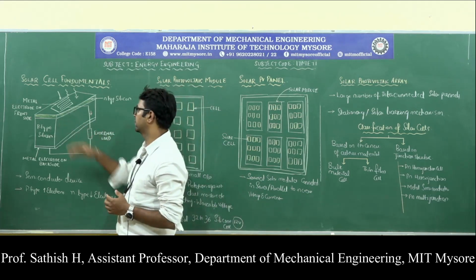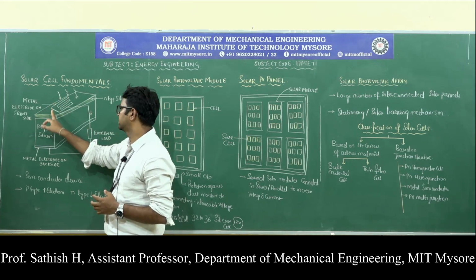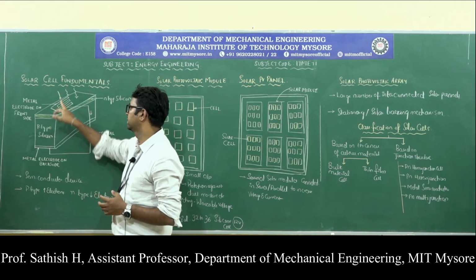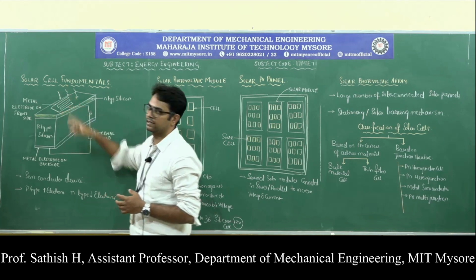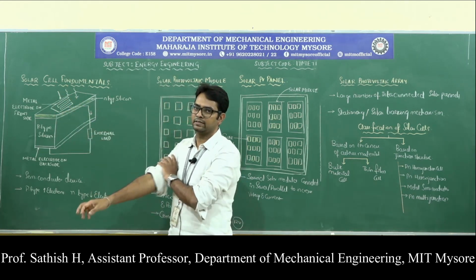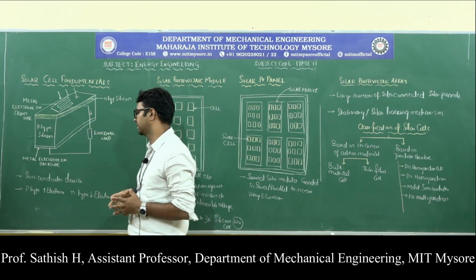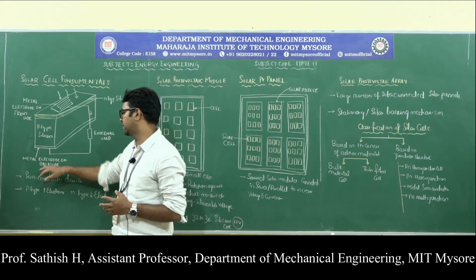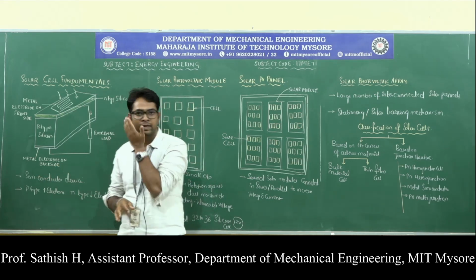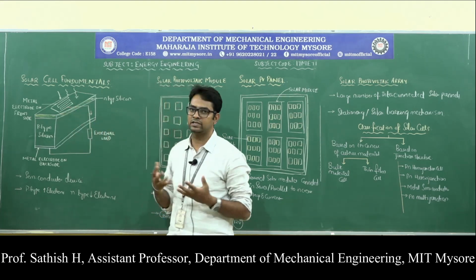In between them, we have a metal electrode on the front side. This is the metal electrode on the front side, and the radiation from the sun, the energy from the sun in the form of radiation, photons or light energy, falls on this metal electrode on the front side. We similarly have a metal electrode on the back side, and these two metal electrodes are connected with the help of an external load.